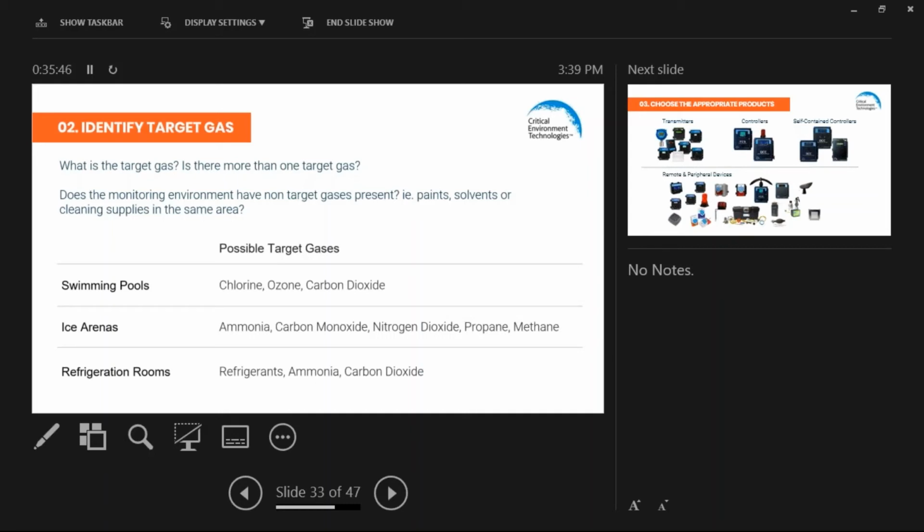And refrigerants in refrigerant rooms, ammonia and carbon dioxide, and all the various refrigerants and even some of the newer refrigerants coming online. Even though some of those newer refrigerants are simple asphyxiants, they still have to be monitored for the safety of the humans entering and exiting that room.